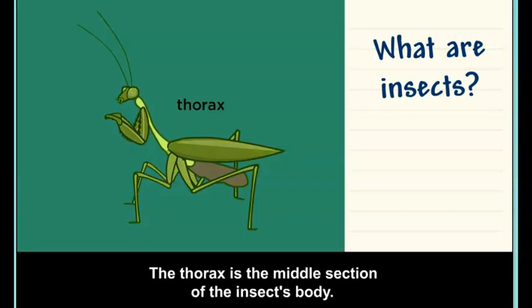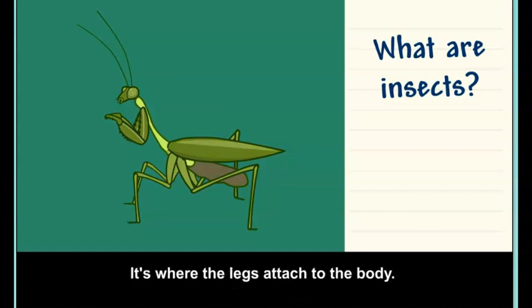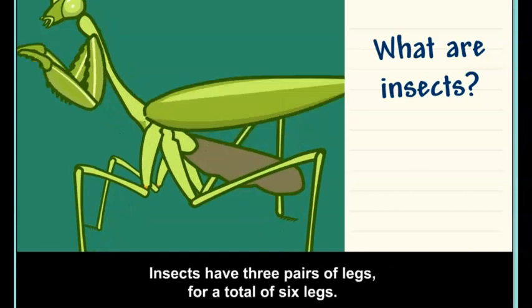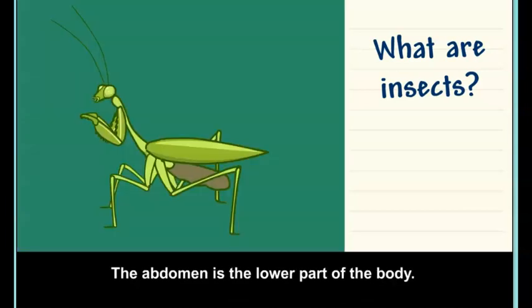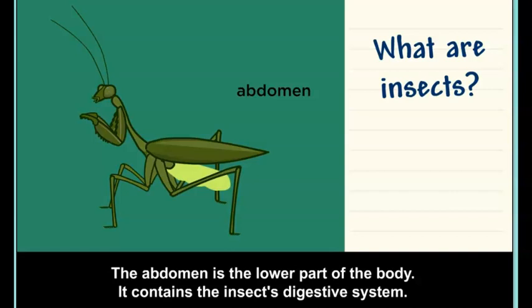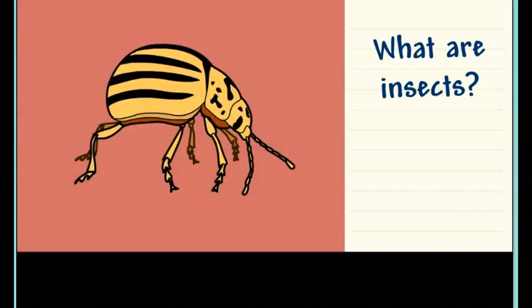The thorax is the middle section of the insect's body. It's where the legs attach to the body. Insects have 3 pairs of legs, for a total of 6 legs. Some insects have wings, which also attach to the thorax. The abdomen is the lower part of the body. It contains the insect's digestive system.